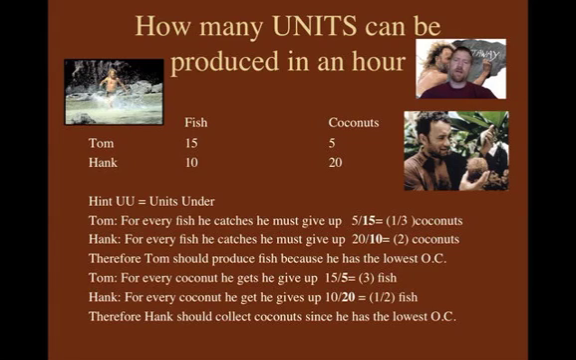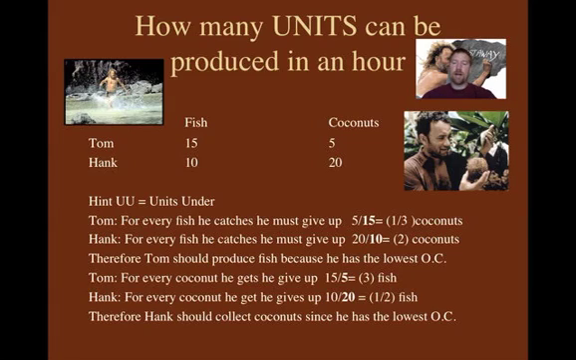Tom can get 15 fish in an hour, or he could climb a tree and gather 5 coconuts. Hank, on the other hand, can catch 10 fish in an hour, or he is a fantastic tree climber and can get 20 coconuts. Some of my students in the past came up with this idea of units under, kind of the opposite of time on top. This is just another way to remember how to do the math. And so units under means that when I say the opportunity cost of whatever that next product is, then that would go under.